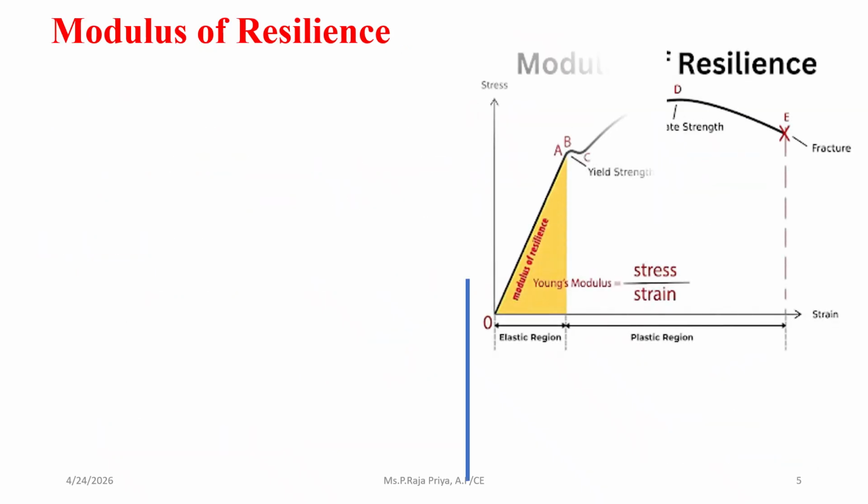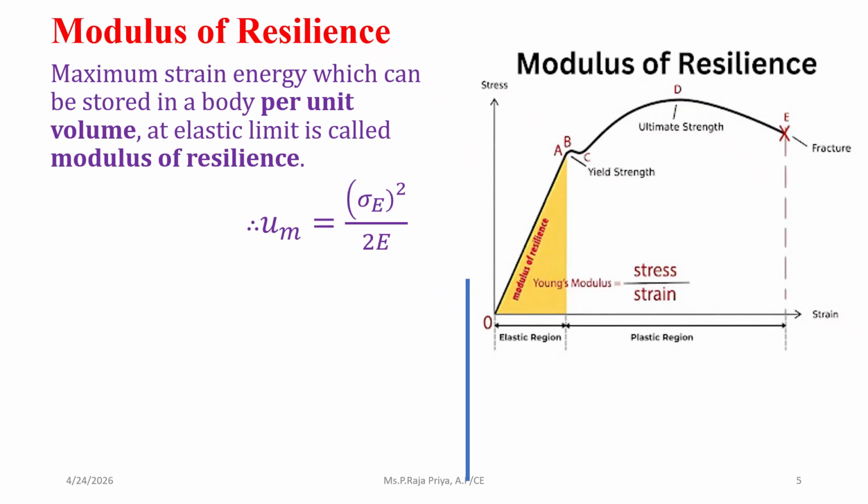And the next term is called the modulus of resilience. The modulus of resilience can otherwise be called the proof resilience per unit volume. Proof resilience is the maximum strain energy which is stored in the body. Hence, modulus of resilience will be maximum strain energy per unit volume. And this is the mathematical expression for modulus of resilience. And remember that strain energy would be stored only in the elastic region, up to the elastic limit.